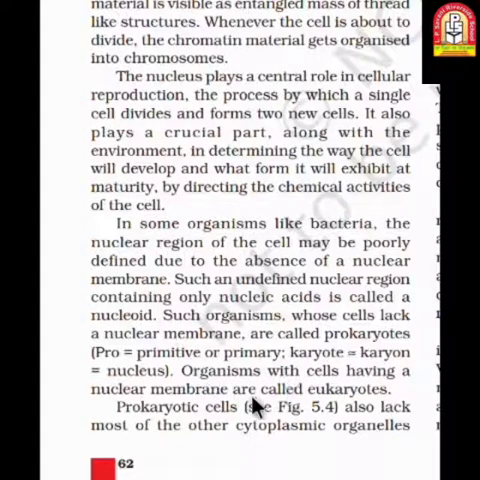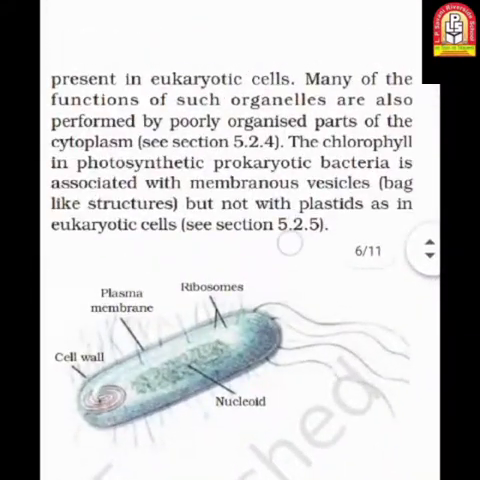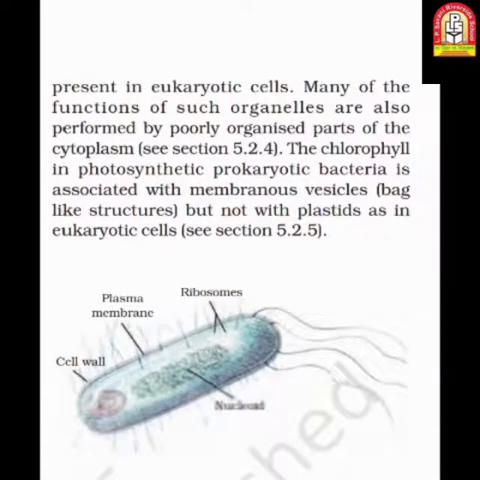Organisms with cells having a nuclear membrane are called eukaryotes. You already know both these properties from the 9th standard. Prokaryotic cells also lack most of the other cytoplasmic organelles. They don't have well-defined organelles either. We already learned this in the 9th standard; these are present in the eukaryotic cell.